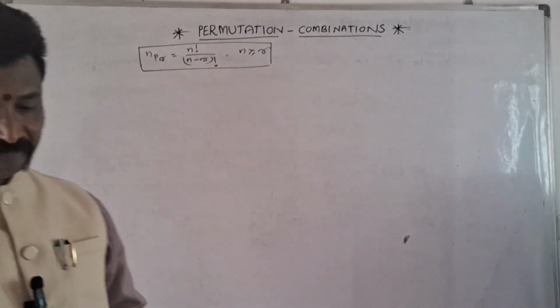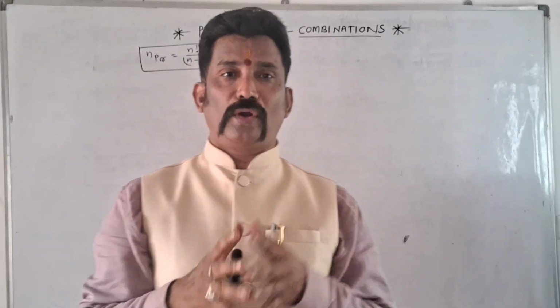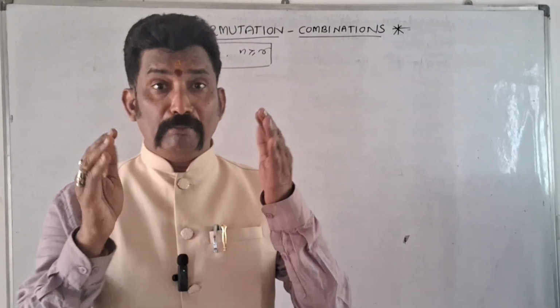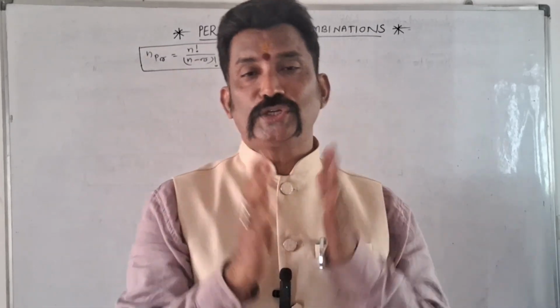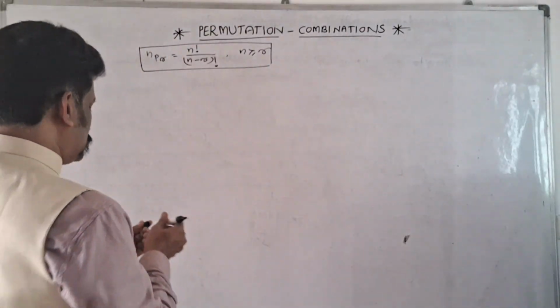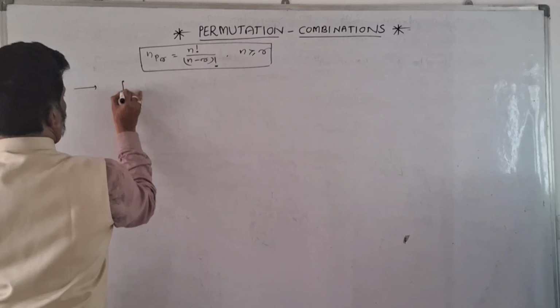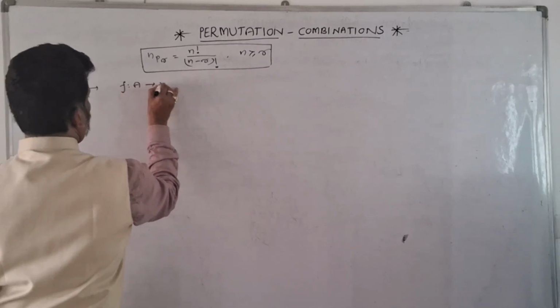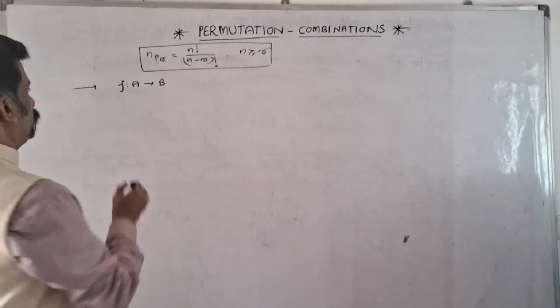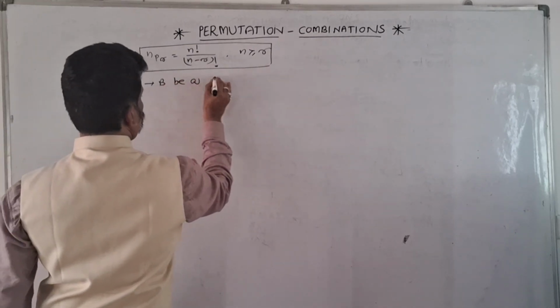Now listen, with respect to the functions point of view, the number of one-one functions or injective functions from A to B. Yes, like this. Let f map A to B be a function.